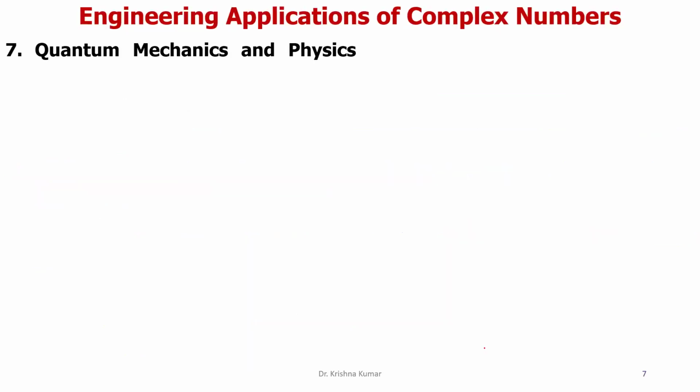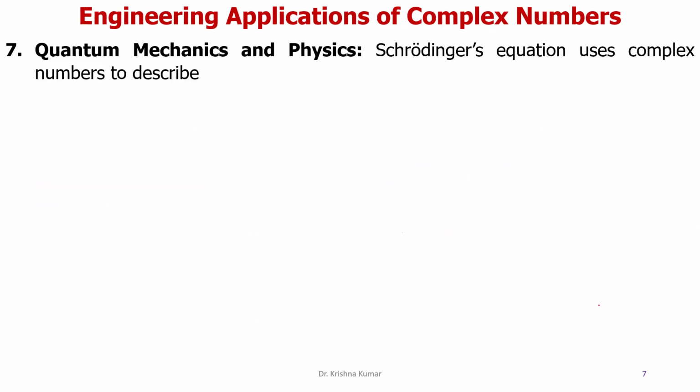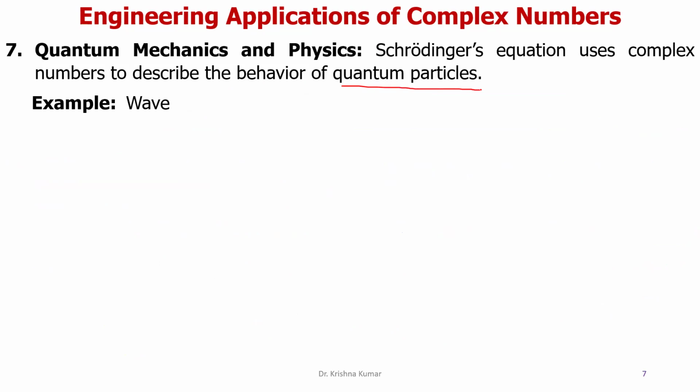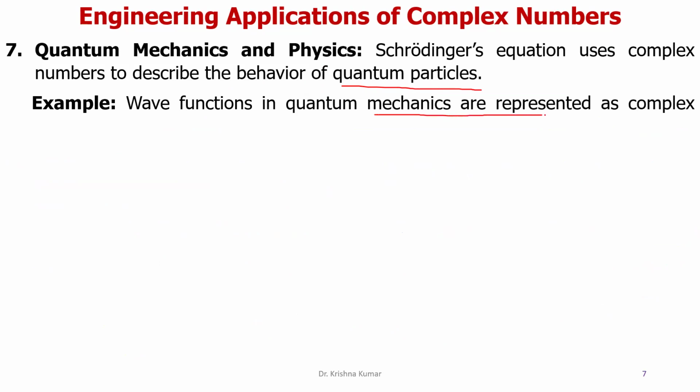The seventh application is in quantum mechanics and physics. Schrodinger's equation uses complex numbers to describe the behavior of quantum particles. For example, wave functions in quantum mechanics are represented as complex functions.